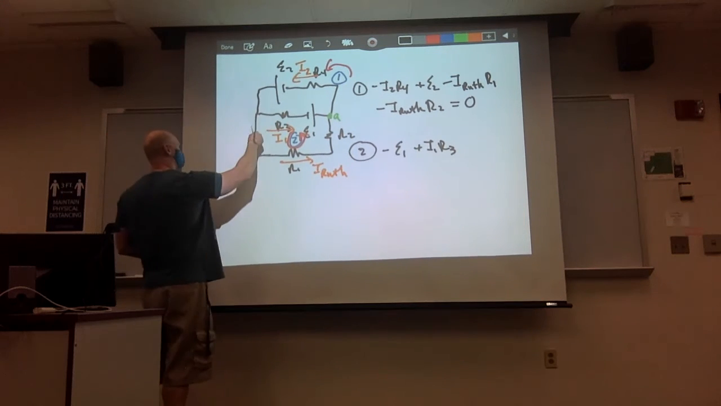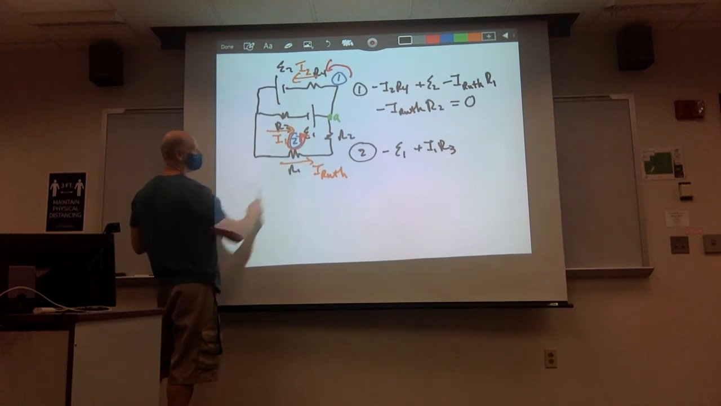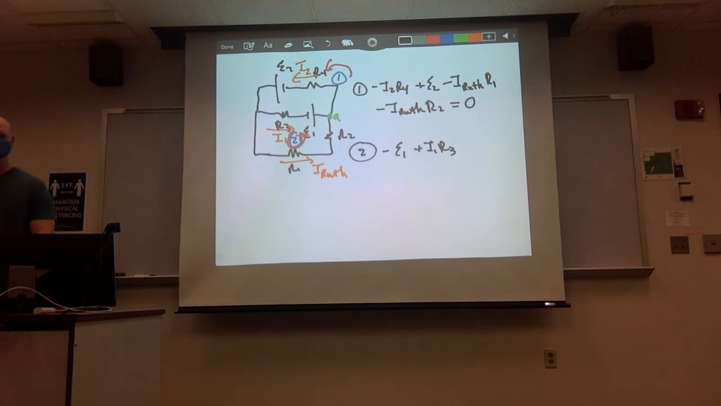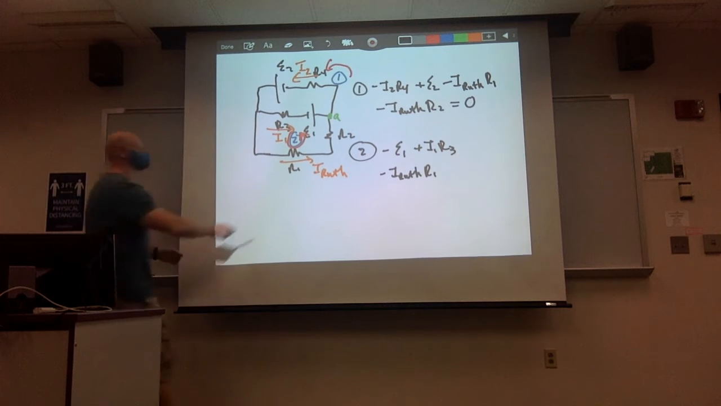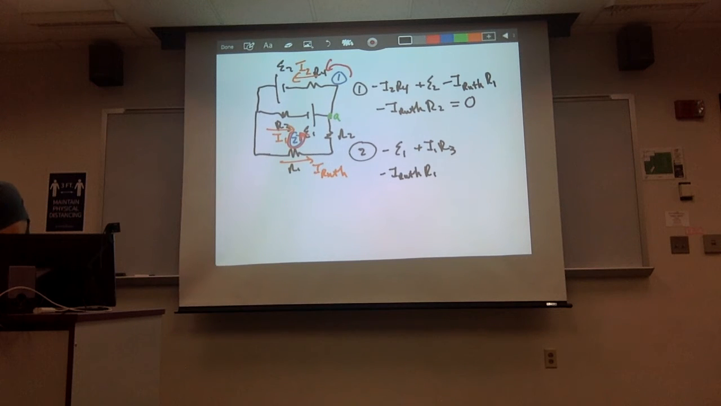Now I'm going to swing down through this junction, come through here. In this case, I'm going to go through R1 in the same direction as I root. If I go in the same direction, is that positive or negative? Negative. I get a minus I root R1. And then again through R2 in the same direction as I root. So again, is that positive or negative? Negative, I root R2. And now I'm back at the junction. So all this then again has to be equal to 0.